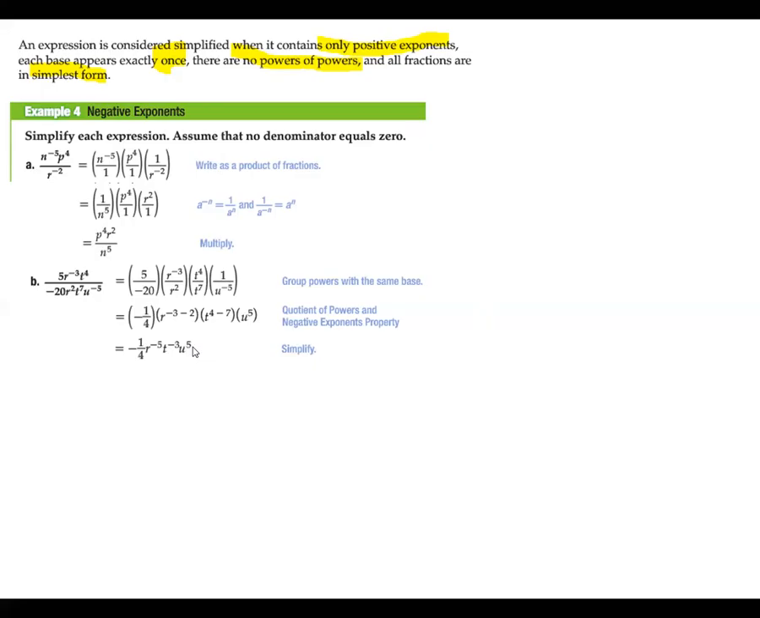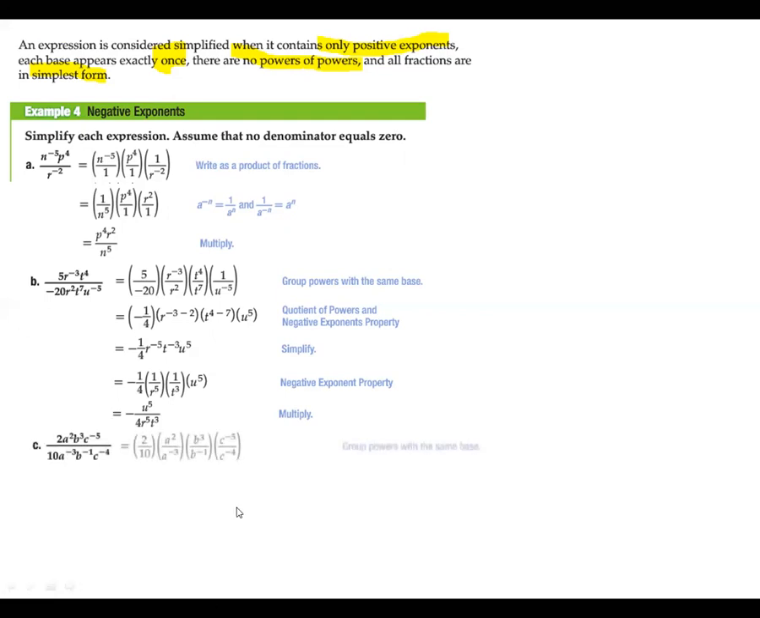And notice we're almost done, but an expression is completely simplified when it contains only positive exponents. So I would rewrite the r to the negative 5th, t to the negative 3 as positive exponents in the denominator. And you would have negative u to the 5th over 4 r to the 5th t cubed. I know, crazy stuff, right? All right, let's try this one.